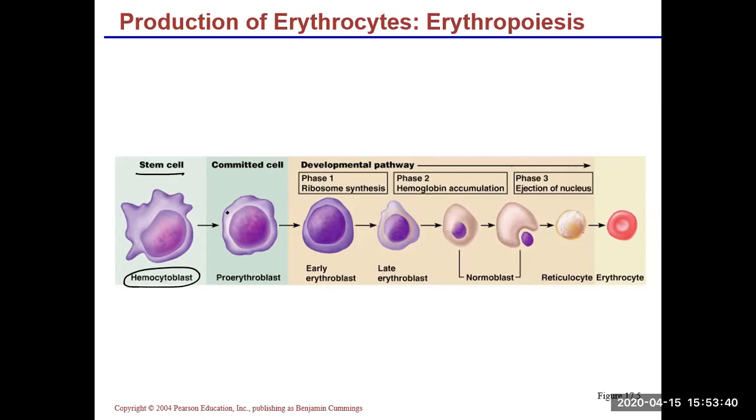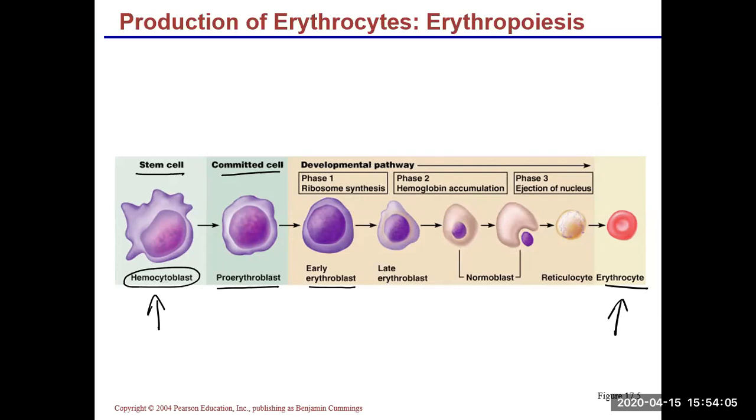Anyways, they become committed cells, or pro-erythroblasts, and then they become erythroblasts. All right, pro means before. Okay, so they become destined to become the erythrocytes. Take a look at what you start off with. Take a look at what you end up with. A lot smaller, right? No nucleus whatsoever, right? So let's go through these stages.